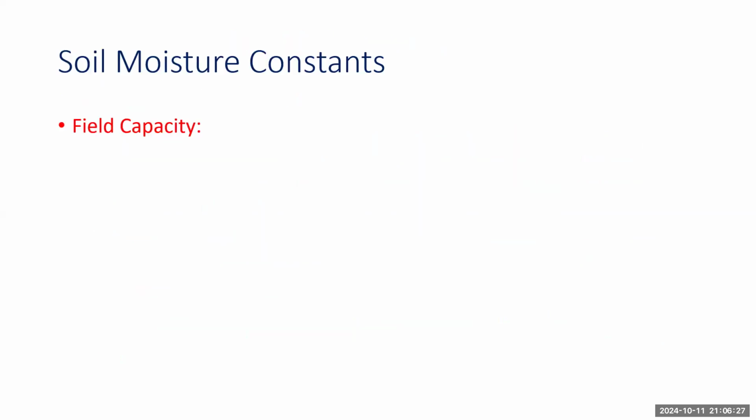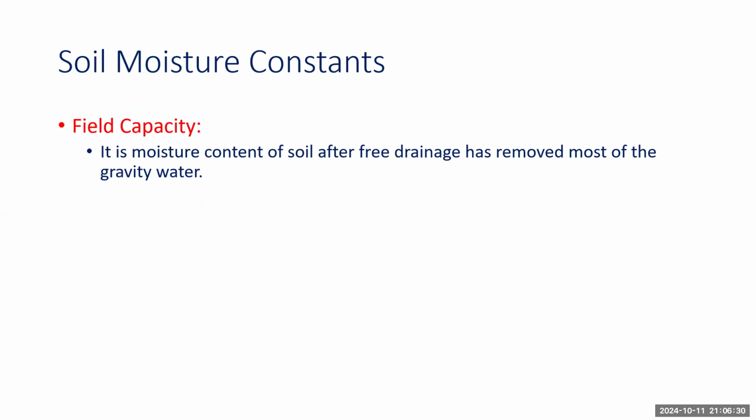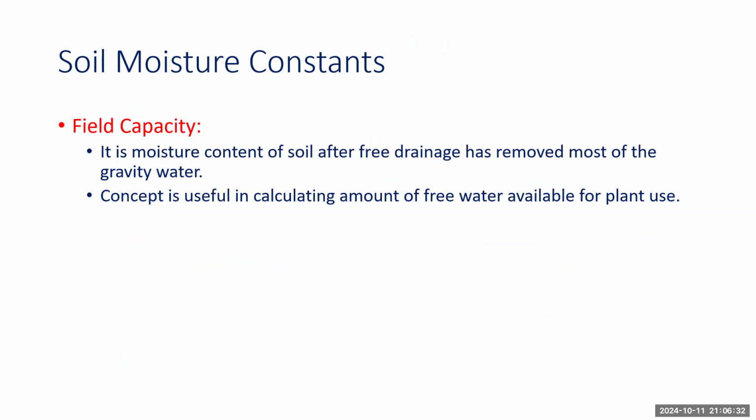Okay, after saturation capacity, the next soil moisture constant is the field capacity. So what is field capacity? It is the moisture content of soil after free drainage has removed most of the gravity water. So what is saturation capacity? Saturation capacity is the moisture content when in the soil sample there is hygroscopic water, capillary water, and gravitational water. When all three classes of soil water are available, it is called saturation capacity.